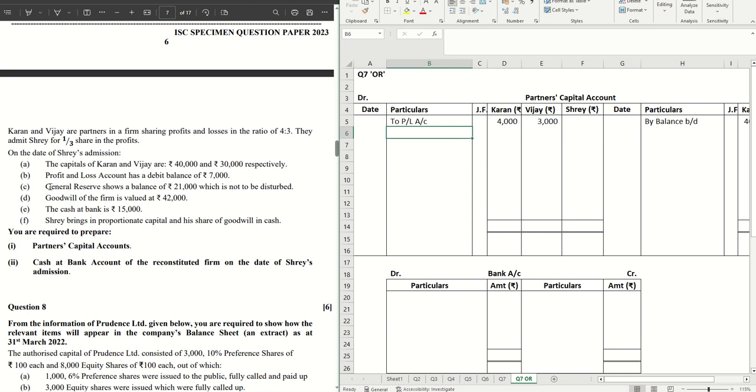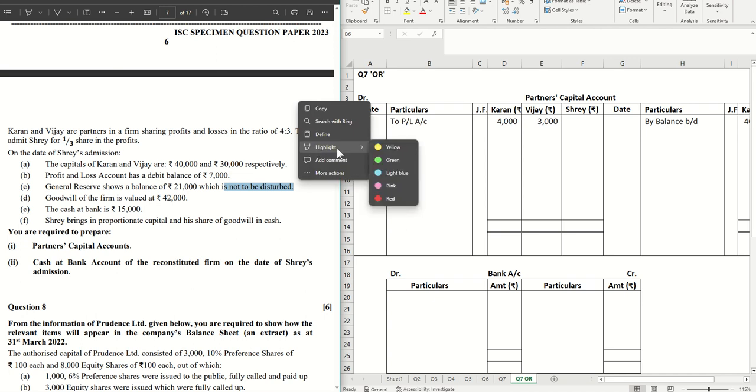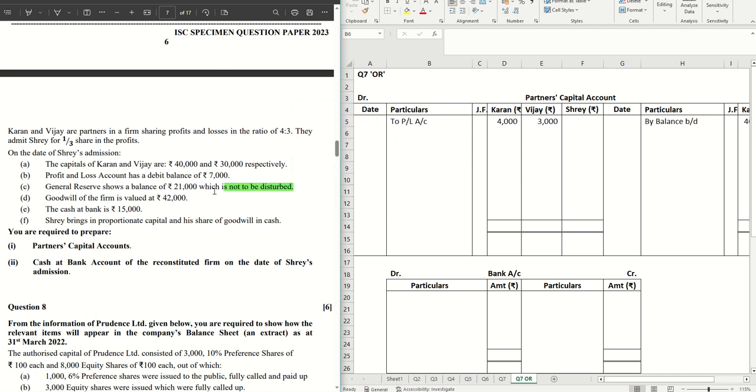Point number C is interesting. General reserve shows a balance of 21,000 which is not to be distributed. This is an important point to be noted. Now, in this case, if you are seeing this kind of statement, then straight away you cannot go ahead and distribute the general reserve among the old partners in the old ratio.